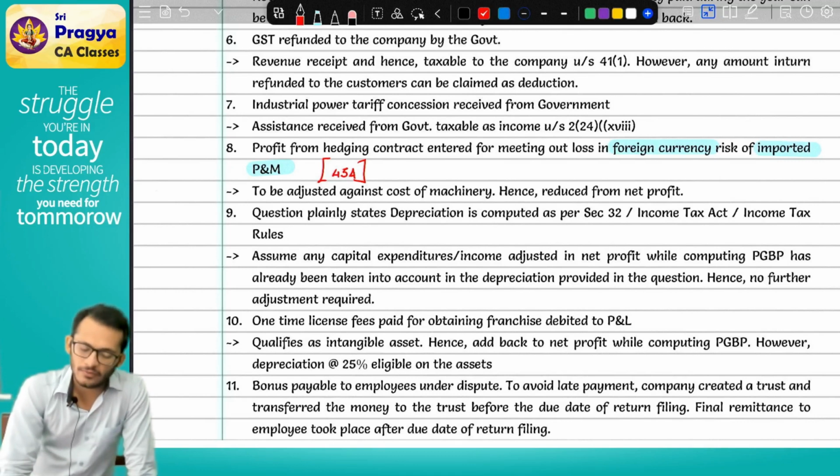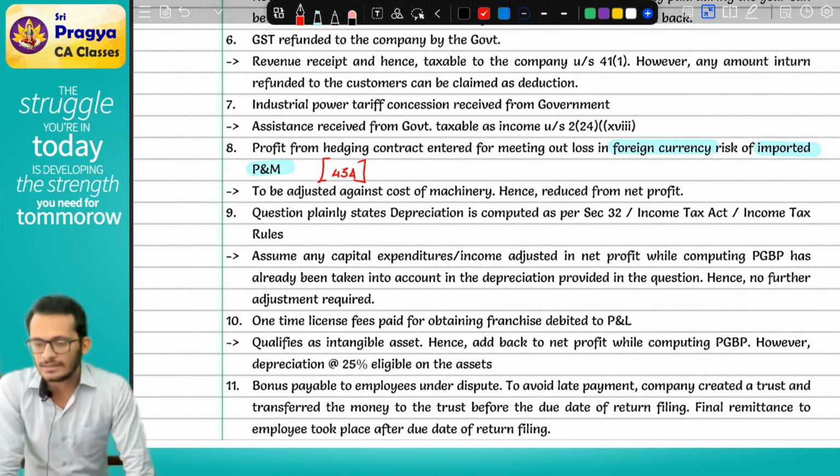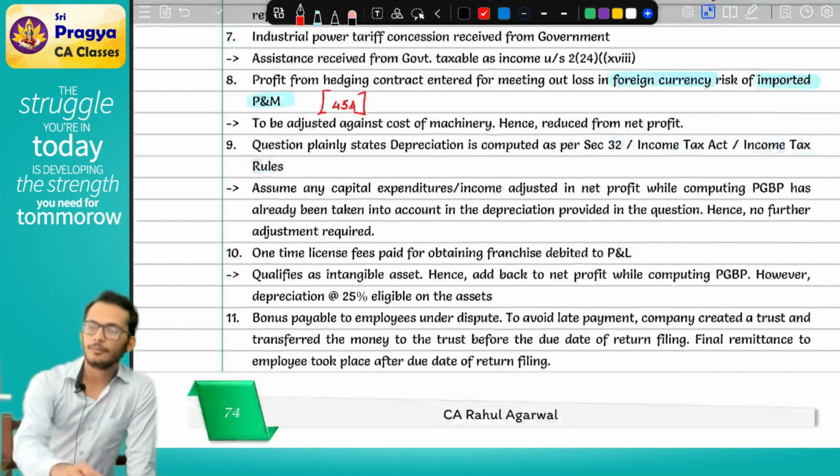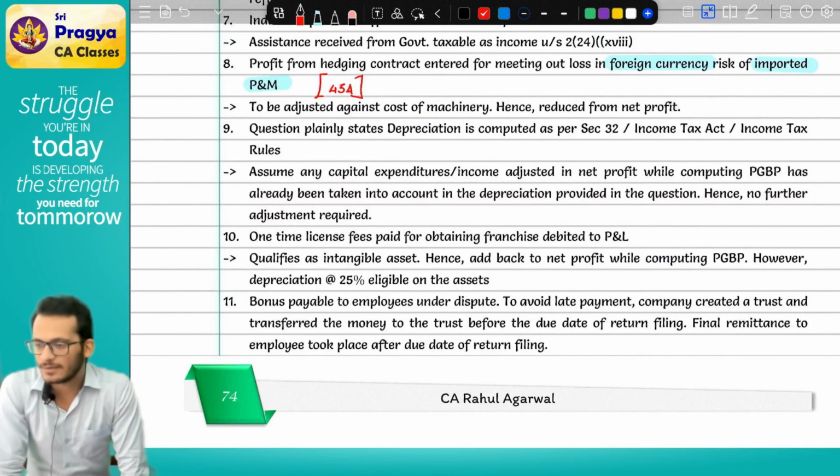It says it is qualified as an intangible asset, hence added back to the net profit while computing PGBP. However, depreciation at 25% can be claimed on the asset. Yes or no? Next item. This was an interesting thing.